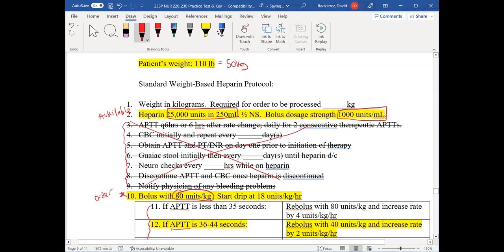Okay. The available is what's listed here in step 2 of the protocol. We have available heparin 25,000 units in 250 milliliter half normal saline. And then we have a bolus dose strength of 1,000 units per milliliter. So we have 2 things: we have a bolus and we have an IV. Okay. So we have 2 available. That's the other thing that's a little bit tricky about this problem in general, because there's extra information, but it's just a matter of putting it together. Which we're going to do.